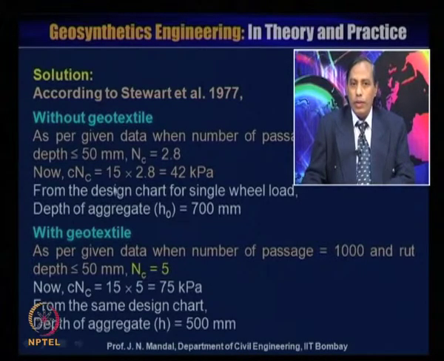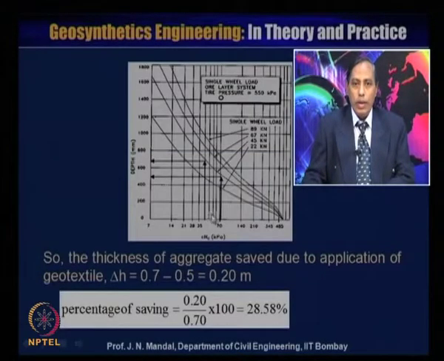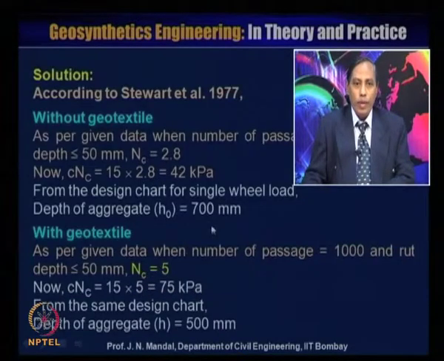So, you know c into Nc is 42, and correspondingly you can calculate for that 40 kilonewton wheel load the thickness of the aggregate. So, H0 is equal to 700 millimeter.